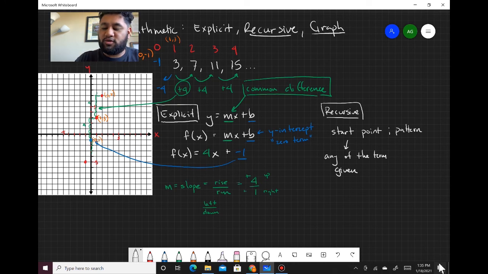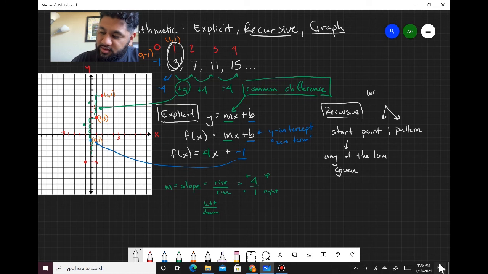All right, so I gave you up here 1, 3 or 2, 7. I gave you when x is 1, y is 3. When x is 2, y is 7. When x is 3, y is 11. Okay, and we're gonna have to write that mathematically.